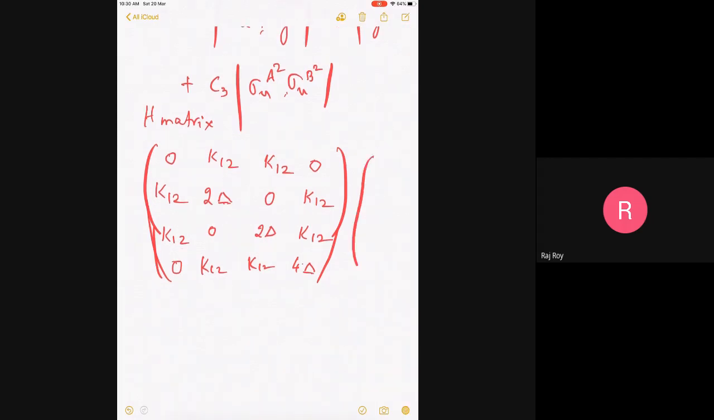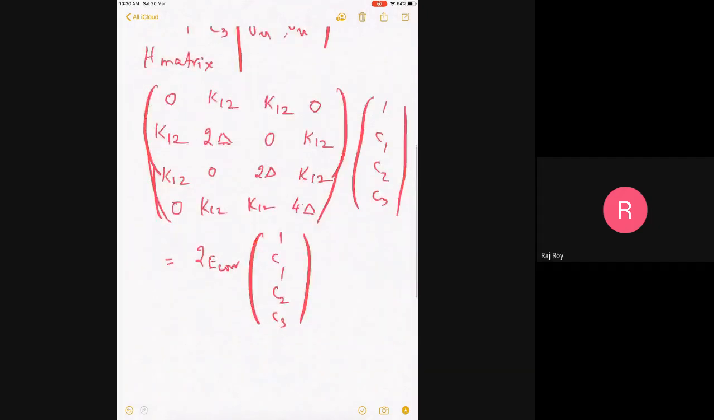And now you have 1, C1, C2, C3. It suffices to understand that these diagonals are not the same. That is very important. As the dimer E correlation, and now it's really like full CI. Okay, 1, C1, C2, C3. So this becomes your CI equation. And I think you should be able to solve it.